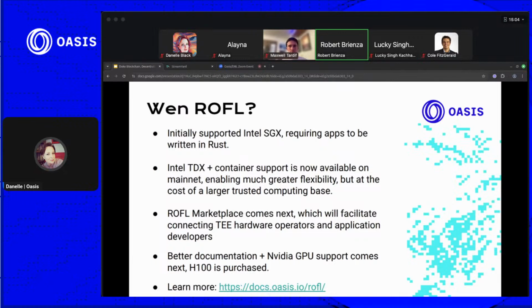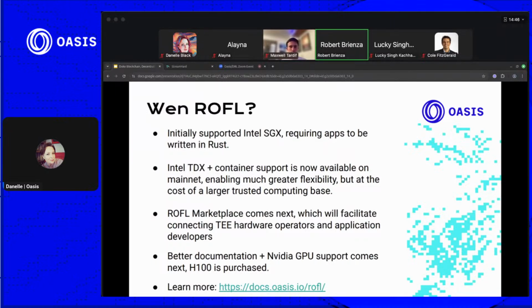So we want to build a marketplace for this where we can bring hardware operators that have these trusted execution environments, bring them together with app developers. So you can just say, hey, I built this, I want to run it in the cloud essentially, and I'll pay such and such dollars per month, and here you go, and they'll run it.